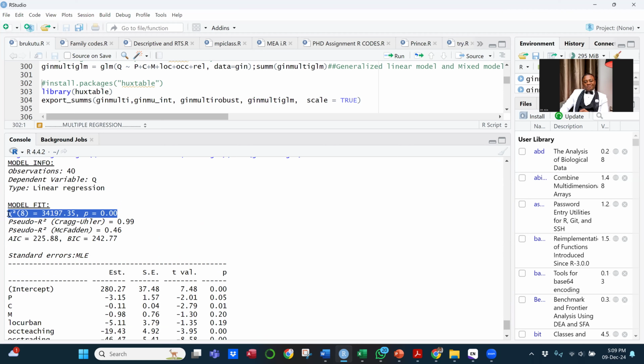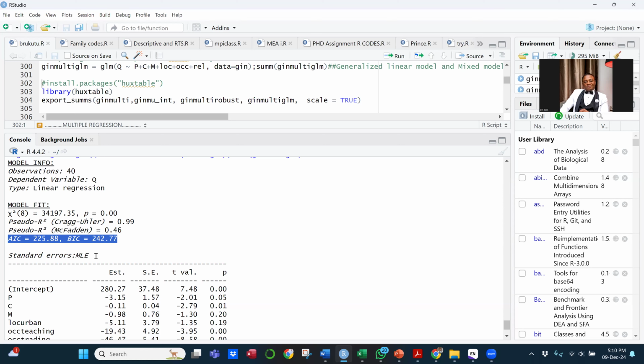It gives you some chi-square distributed test. It gives you some pseudo R-square. It calls it the Cragg-Uhler. It gives you the McFadden, several other R-squares. It gives you the Akaike information criterion, and then the BIC. All of these, if you understand them, you know how to interpret them.